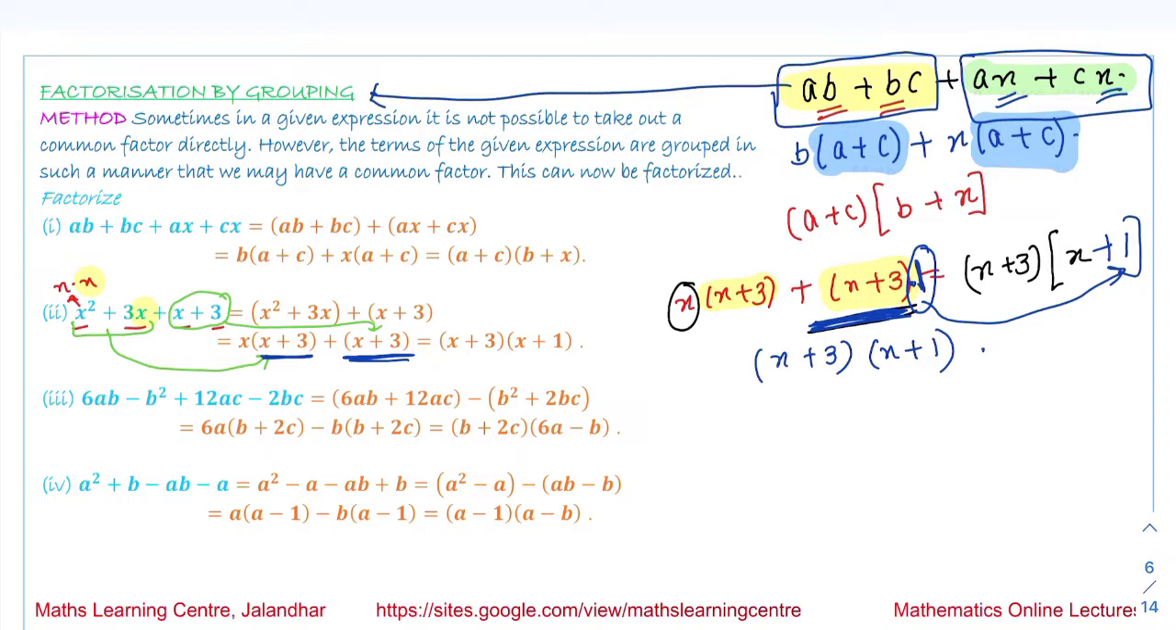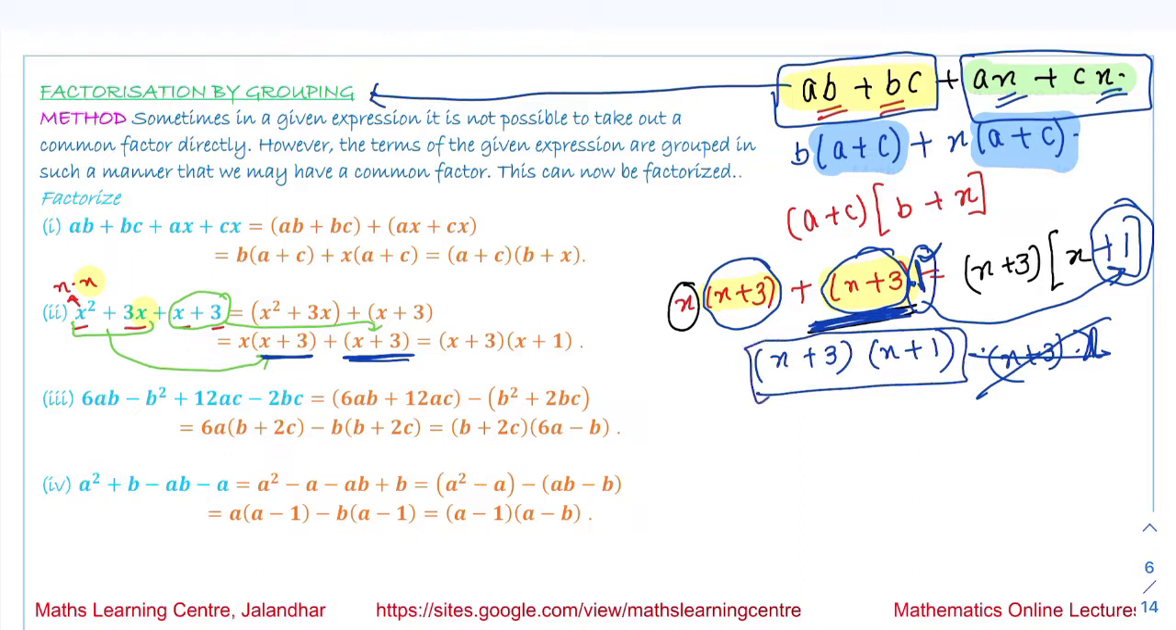This is a very common mistake among students: when they take x plus 3 common from the second term, they do not write this 1 over here. They just leave the answer as x plus 3 into x. This is wrong, because the correct answer is x plus 3 into x plus 1.